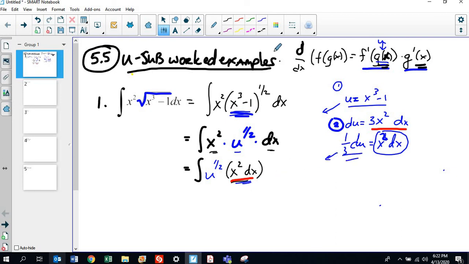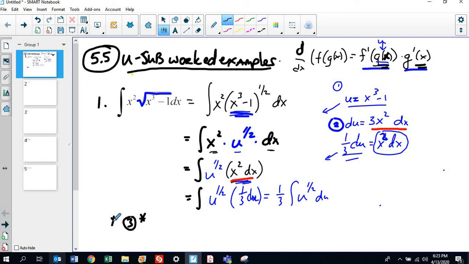So let's come back over here again. I am left with u to the 1/2, and then 1/3 du goes in here. Okay? And then, of course, we could take a 1/3 out because it's a constant. All right, and now's the key point, guys. This is step 3, and this is the big step. Okay, this is the big step here. Is this something I can integrate with my basic rules?